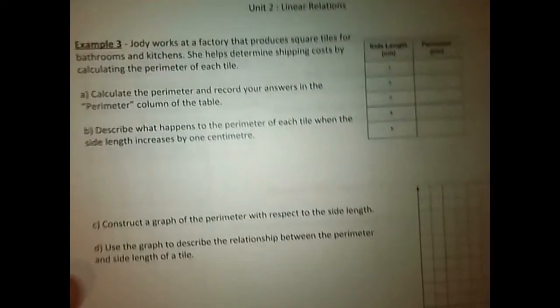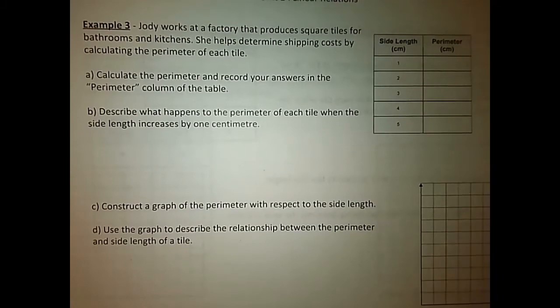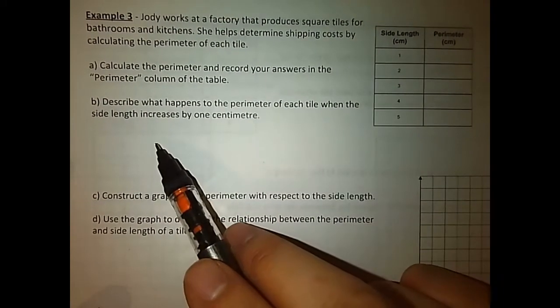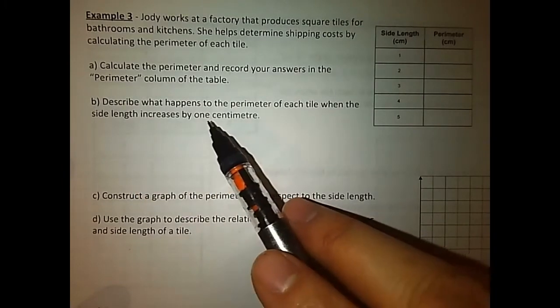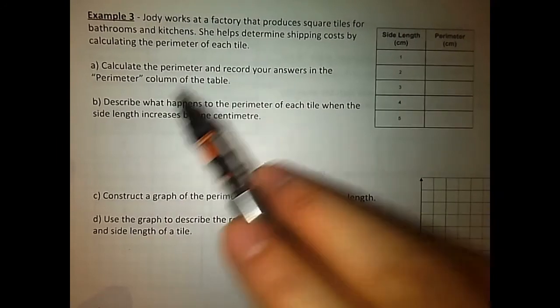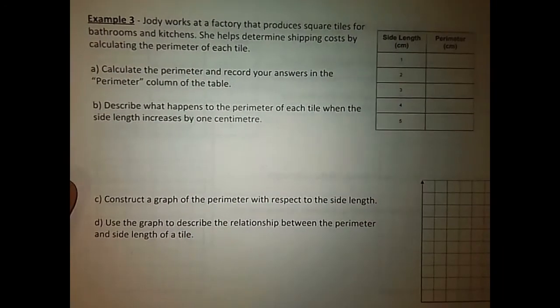All right, so example 3 says, Jody works at a factory that produces square tiles for bathrooms and kitchens. She helps determine shipping costs by calculating the perimeter of each tile. So we're going to be drawing these tiles down here so we can describe them afterwards. It says calculate the perimeter and record your answers in the perimeter column of the table, and describe what happens to the perimeter of each tile when the side length increases by 1 centimeter.